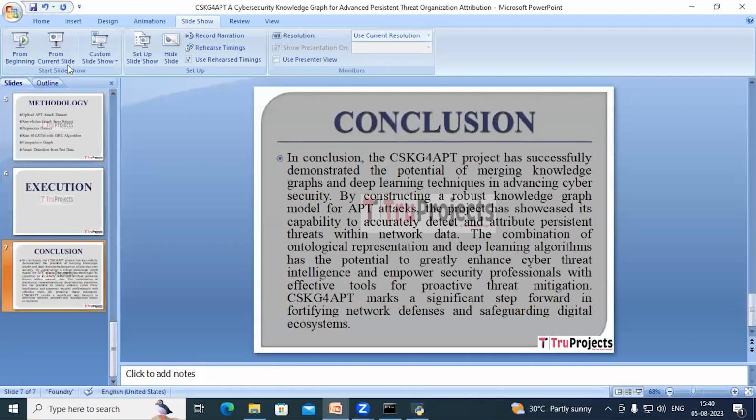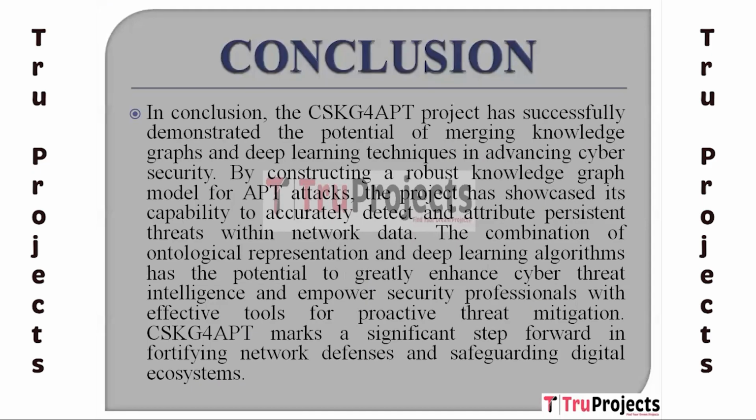And the conclusion here is the CSKG4APT project showcases the potential of combining knowledge graphs and deep learning techniques in cybersecurity. By creating a robust knowledge graph model for APT attacks, the project accurately detects and attributes persistent threats within network data. This combination enhances cyber threat intelligence and provides security professionals with proactive threat mitigation tools. CSKG4APT is a significant step forward in fortifying network defenses and safeguarding digital ecosystems.